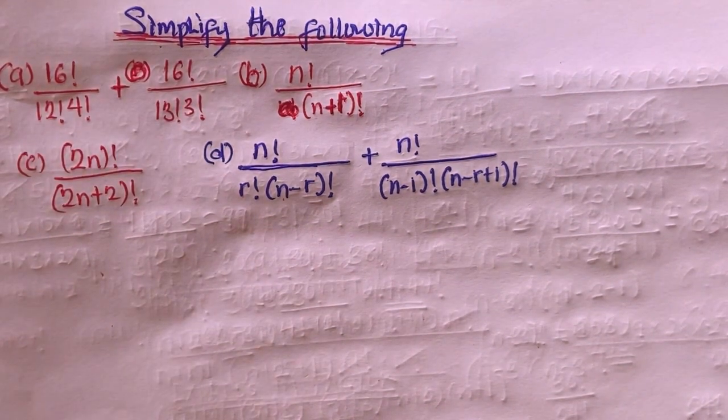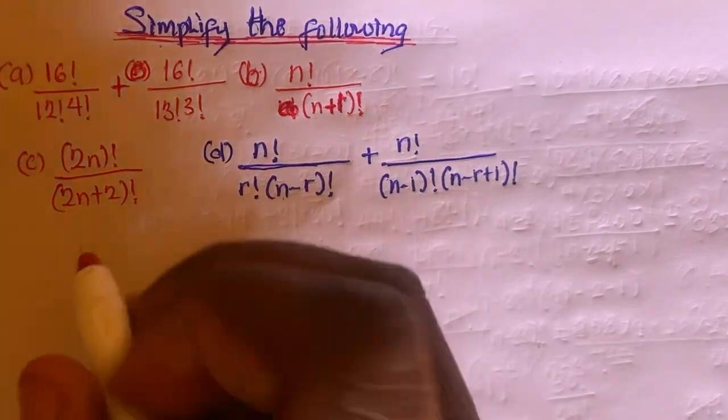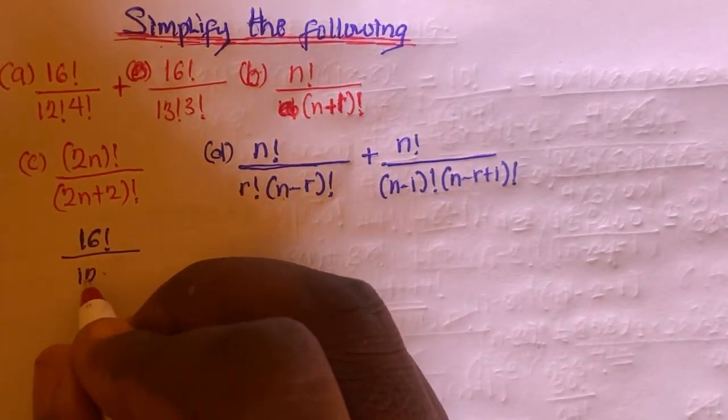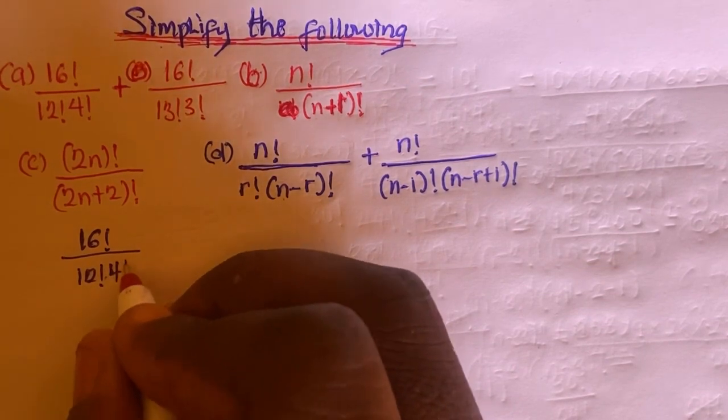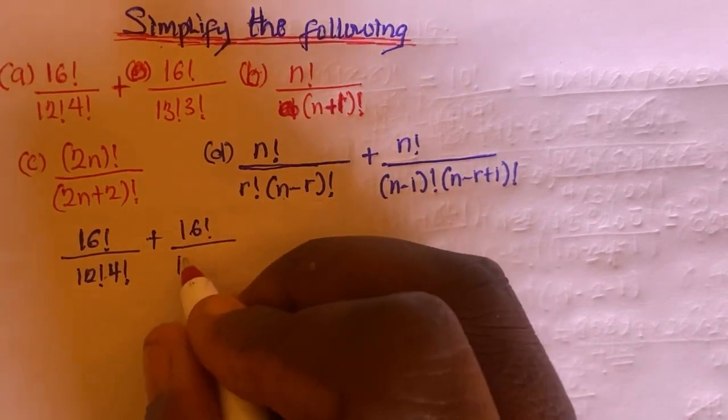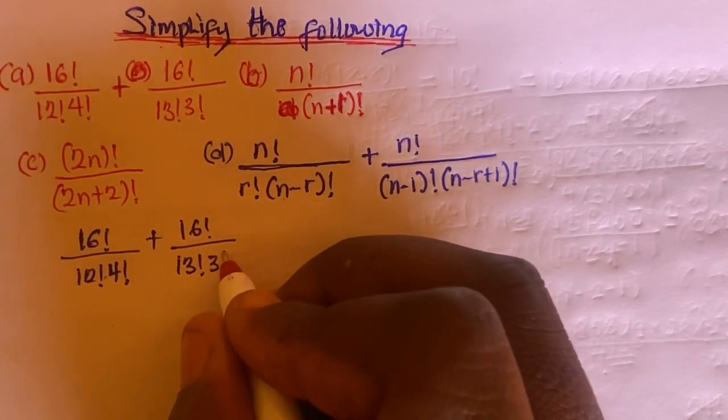Now let's move to the first question I'm having here. The first question I'm giving is 16 factorial divided by 12 factorial times 4 factorial, plus 16 factorial divided by 13 factorial times 3 factorial.